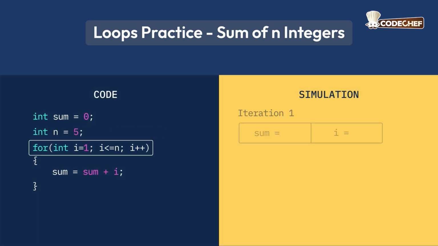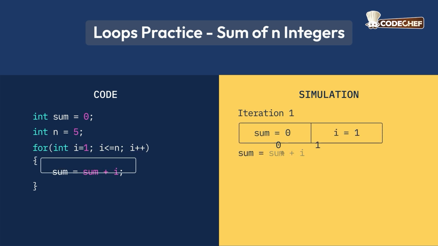In the first iteration, the value of i is 1 and sum is 0. We add i to sum, changing the value of sum to 1. In the second iteration, i is 2 and sum is 1. We add i to sum and the new value of sum is 3.